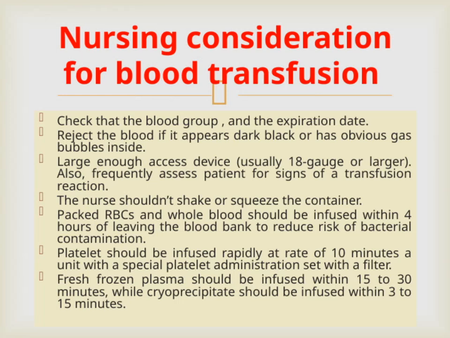When preparing for a blood transfusion, it's crucial to verify the blood group and check the expiration date carefully. Always reject the blood if it looks dark black or if you notice any gas bubbles inside, as these could indicate contamination or spoilage. For access, make sure you're using a large enough device, typically 18 gauge or larger, to facilitate a safe and efficient transfusion.